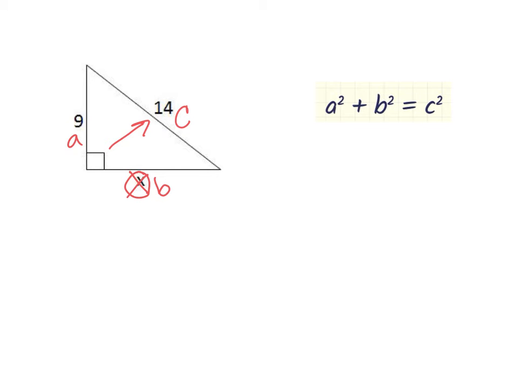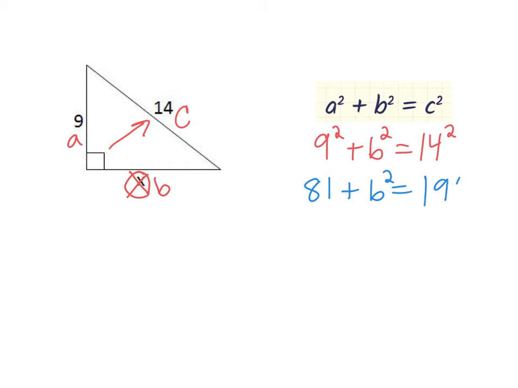Now I'm going to plug in the two numbers that I know, or substitute in 9 and 14. So A squared, that would be 9 squared, plus B squared, that's the other leg, equals 14 squared. My next step, I'm going to simplify. Instead of 9 squared, I'm going to write 81, because 9 times 9 is 81, plus B squared equals 14 squared. I've got to pull out my calculator. I can't remember that one. I think it's 180 something. 196. So now I'm going to draw my line.